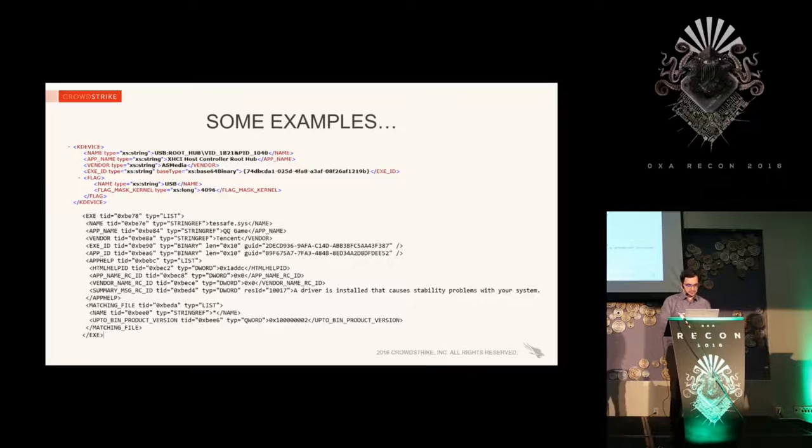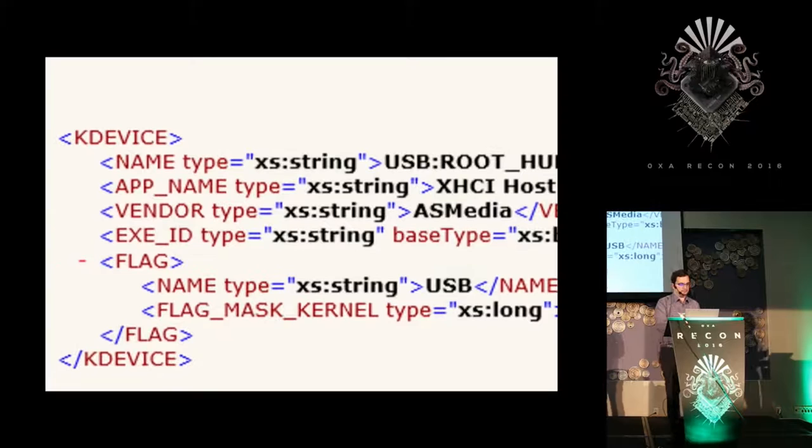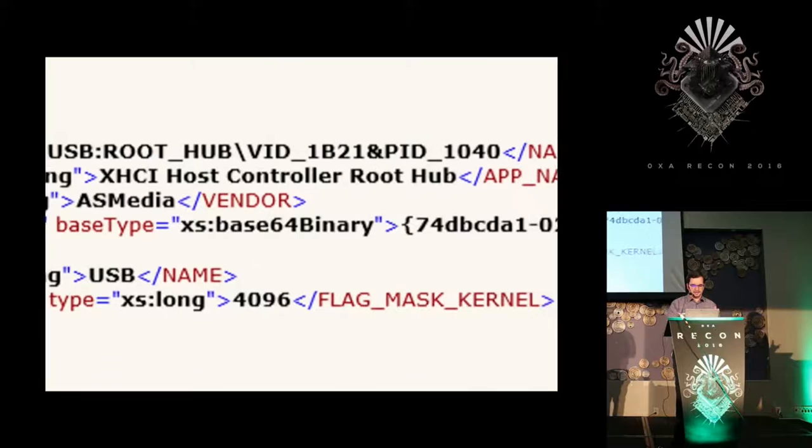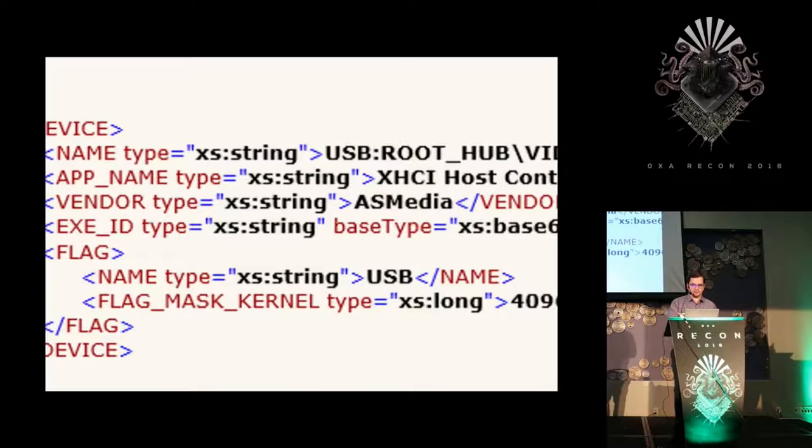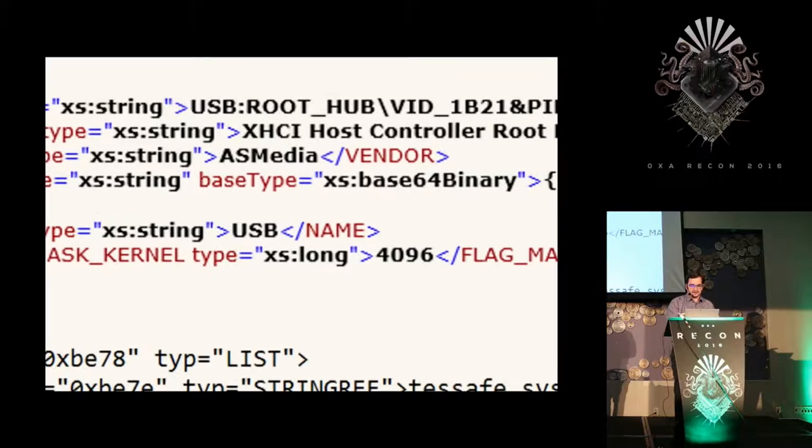I've got both the XML dump from one of the tools and the XML dump from the other tool. So there's one here that basically says, this is a KDevice shim. So this is a device shim. And the name identifies some sort of hardware. So if I have something from vendor 1B21, product 10B0, which looks like it's an AES Media vendor, so some sort of USB 3 device made by AES Media, it's going to apply the flag 4096 with the name USB.